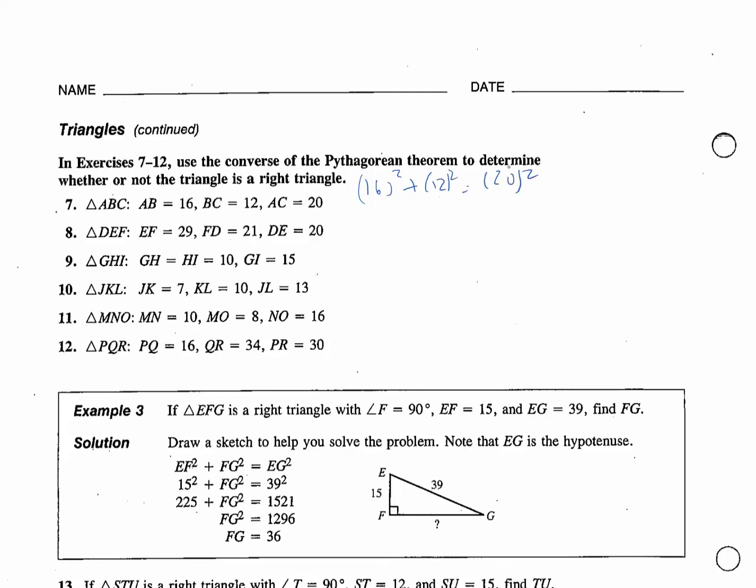And again, there's not a whole lot of room on this, so you might want to do this on a separate piece of paper and then come check. Okay, so we have 256 plus 144 equals 400. So then 256 plus 144 is 400. So we have 400 equals 400. And so it works. So it is a right triangle. So right here, you would say yes. For number 7, yes, it is a right triangle.